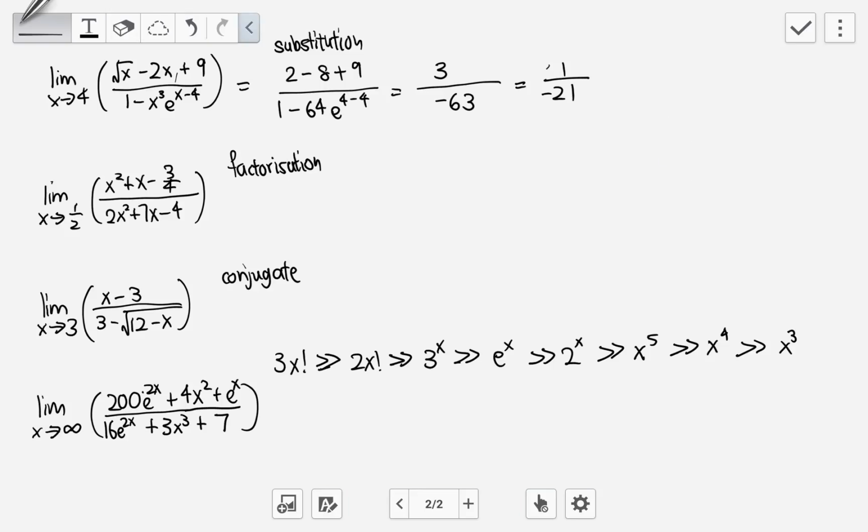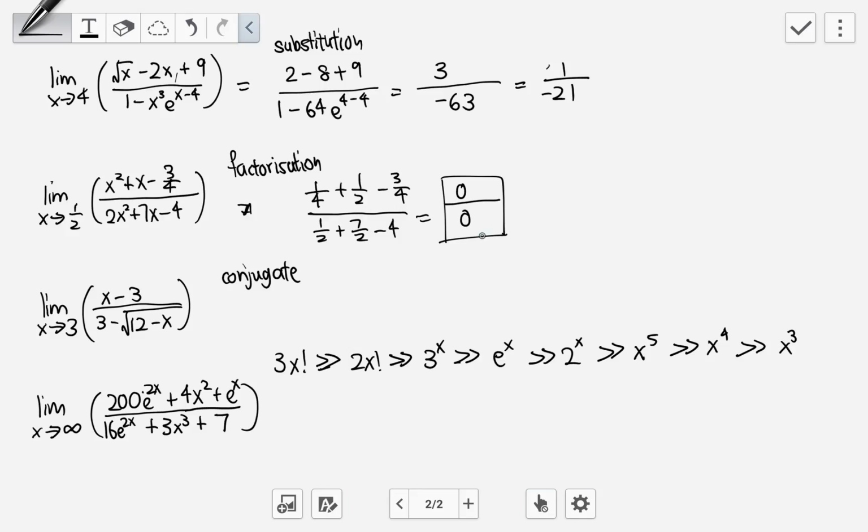So let's say if I substitute half directly inside, I will have half squared equals 1/4, plus half, minus 3/4, over half squared, which is 1/4, so 1/4, 2 over 4 is just half, plus 7 over 2 minus 4. Essentially this is 2 over 4 plus 1 over 4 is 3 over 4, 3 over 4 minus 3 over 4 will give me 0. And this one, half plus 7 over 2, because 8 over 2 is 4, 4 minus 4 is just 0. So 0 over 0, but we cannot trust that this is the limit.